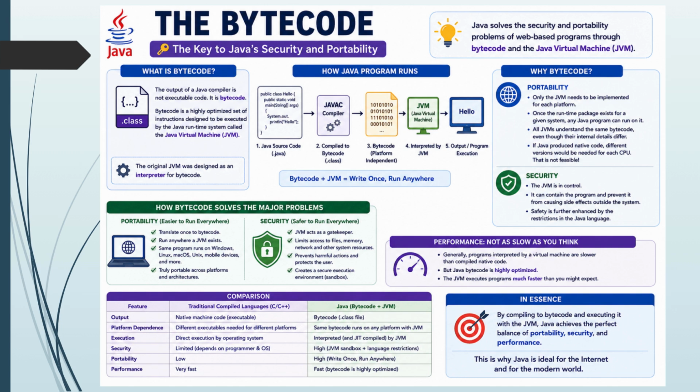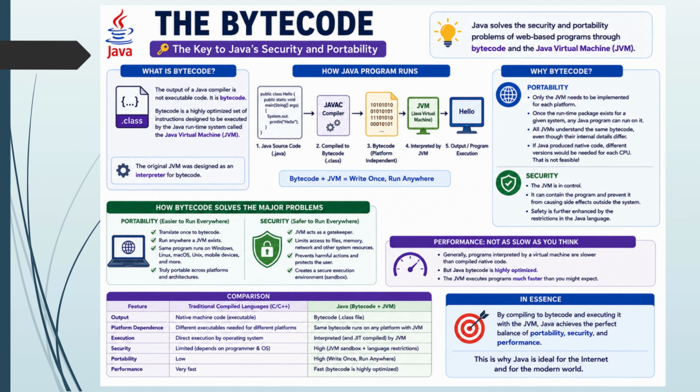Security, safer to run everywhere. The JVM acts as a gatekeeper. It limits access to files, memory, network, and other system resources. It prevents harmful actions and protects the user. It creates a secure execution environment, a sandbox.